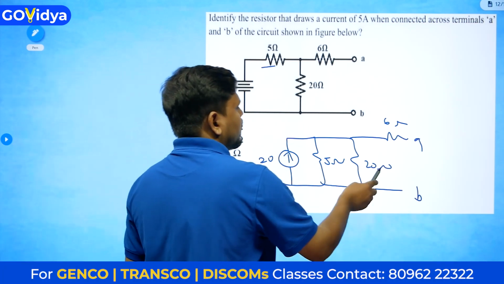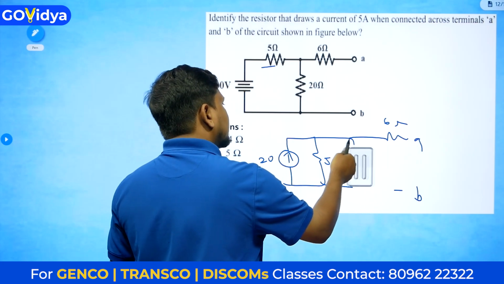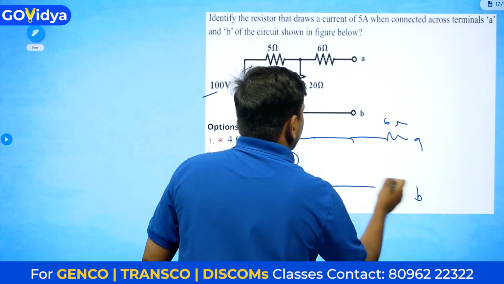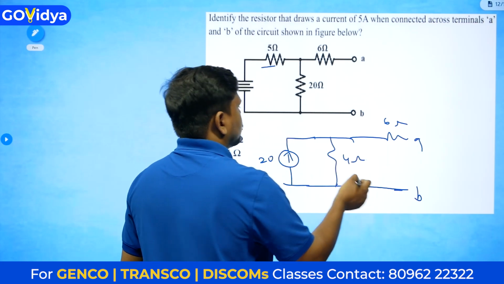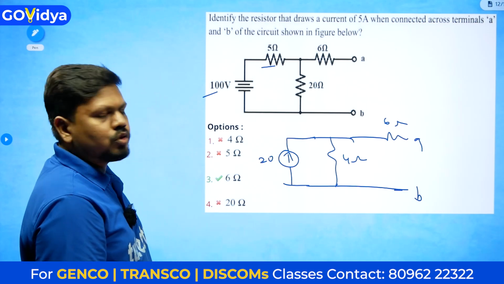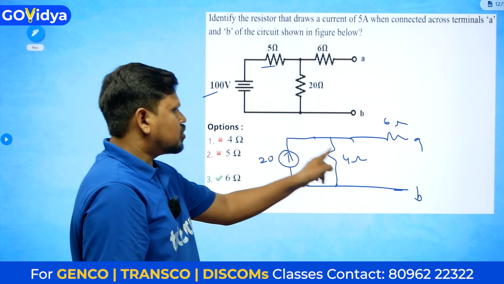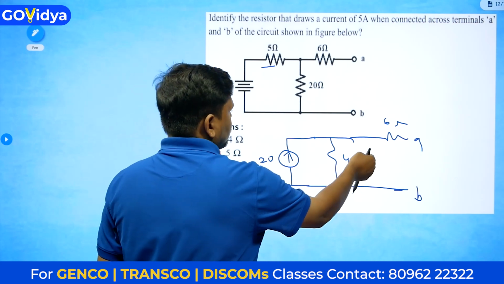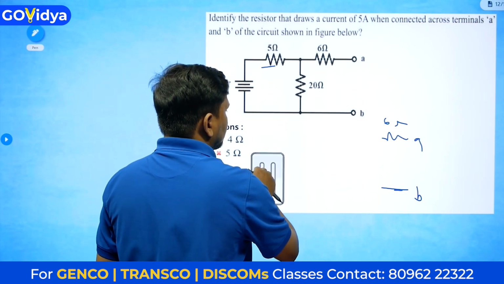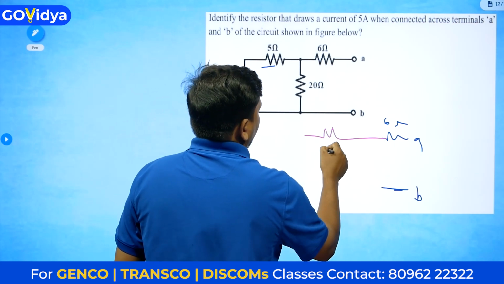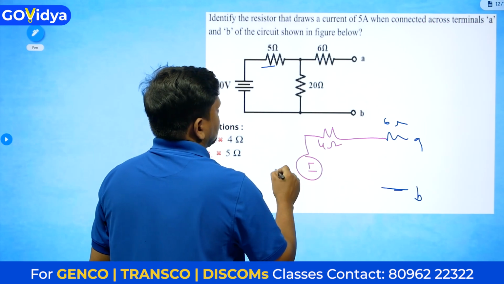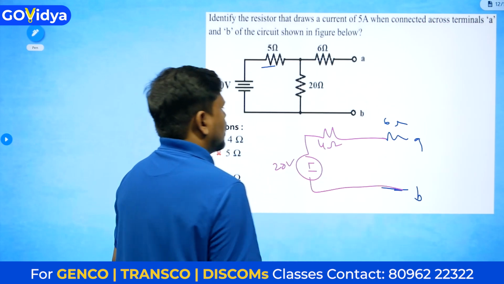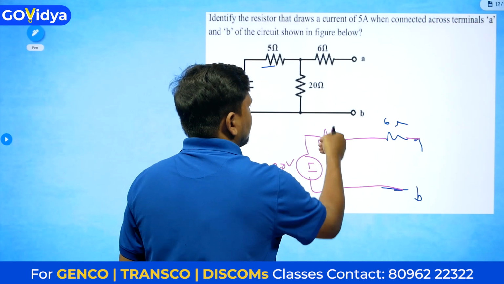5 in parallel with the 20 we have already done in the last question, so here you will get 4 ohms. 4 ohms in parallel with the 20 ampere current source. A current source in parallel with a resistance: what will you get? 20 into 4, that is 80 volts, in series with 4 ohms. Like this. 4 in series with 6 is nothing but 10.